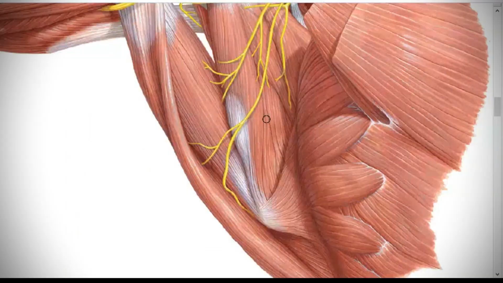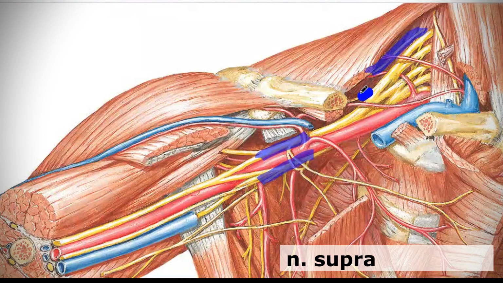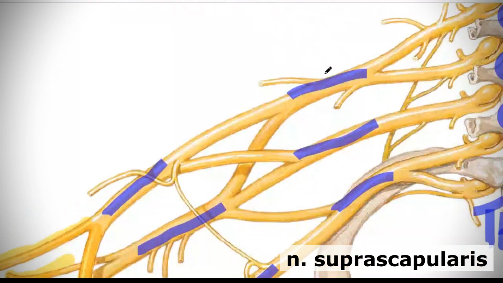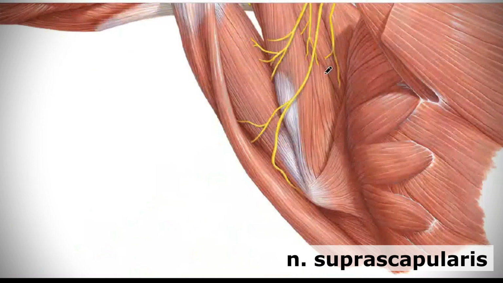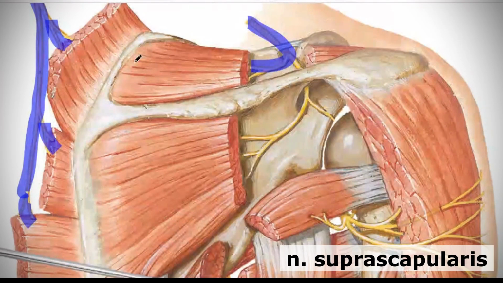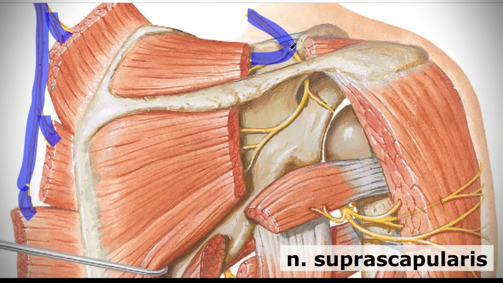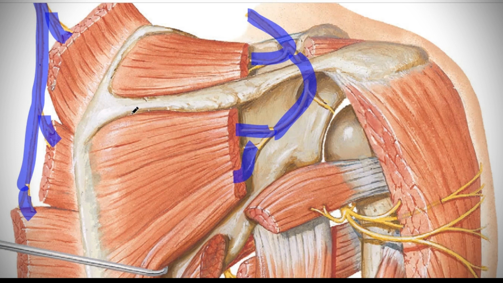Next one is nervus suprascapularis. There it is. It accompanies an artery with the same name, arteria suprascapularis. They go into the incisura, as you can see, enter supraspinous fossa, then go around the spine and enter infraspinous fossa and innervate muscles that occupy these places: musculus supraspinatus and musculus infraspinatus.